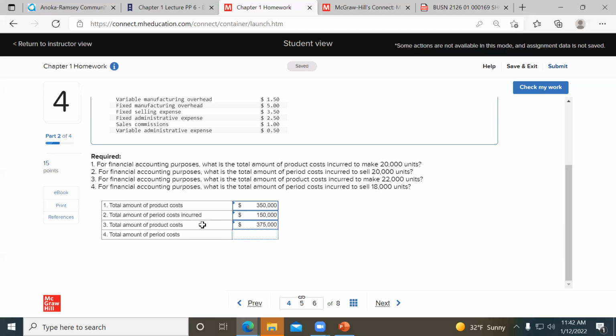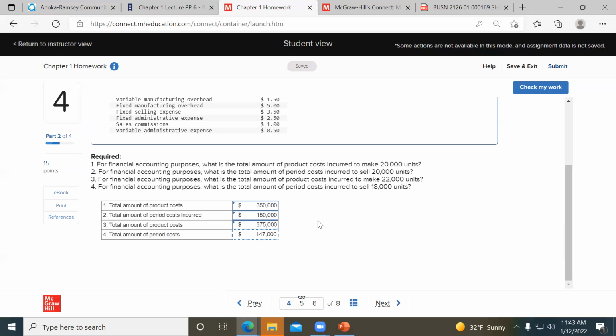Okay. Now, total amount of period costs. Sales commissions are $1. The variable administrative is 50 cents. So $1.50 for variable selling and admin times 18,000 units gives us 27,000. Along with our fixed selling and admin of 120, this figure should be 147. If you guys have questions with this, put a note in the discussion for chapter 1, and I'll show how I'm getting it. Okay? Got it?